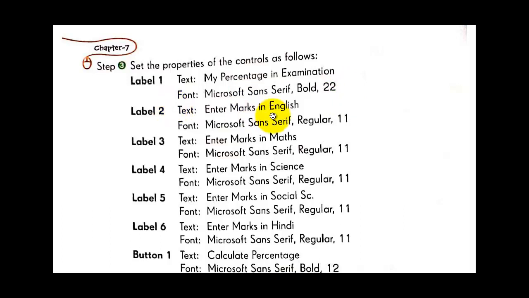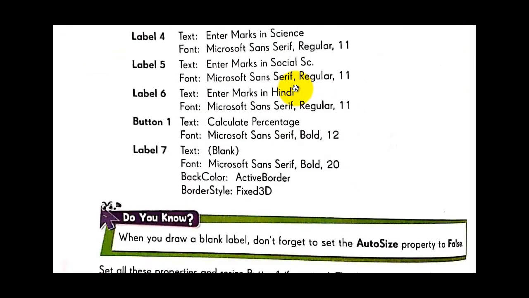Now next is the first subject. Enter marks in English. Now the same as before, that is Microsoft Sans Serif. Now the text we make regular, as we are entering the marks. Now the size also we reduce to 11 only. Likewise, we enter the marks for maths, science, social science, and Hindi. For 5 different subjects, we enter the marks.